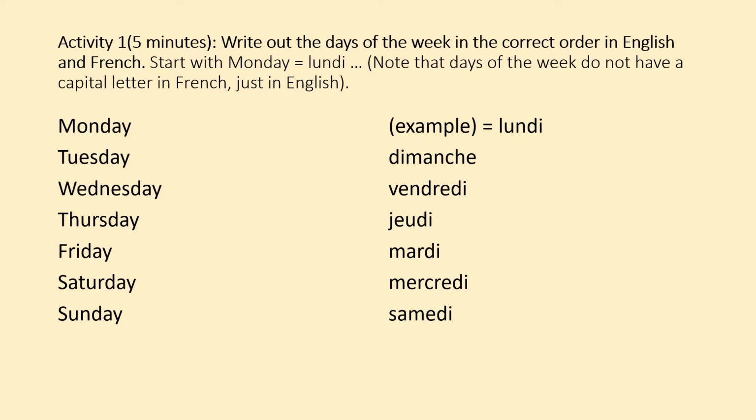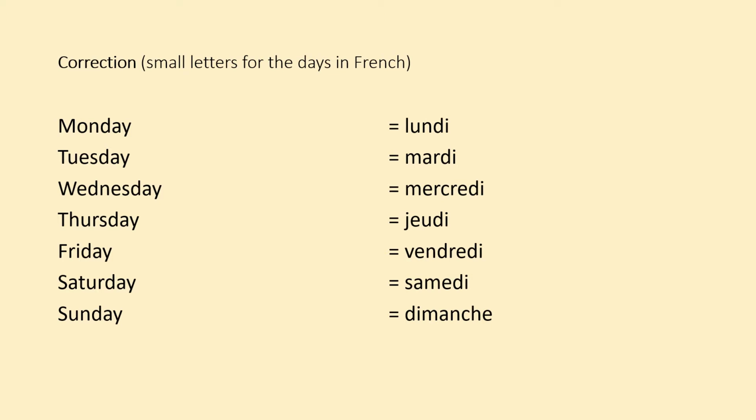Well done, Year 7. Now for the corrections. So here you have the answers. Don't forget, small letters for the days in French, please. Okay, Monday equals lundi. Tuesday, mardi. Wednesday, mercredi. Thursday, jeudi. Friday, vendredi. Saturday, samedi. Sunday, dimanche. Very good. So pause to correct those now.